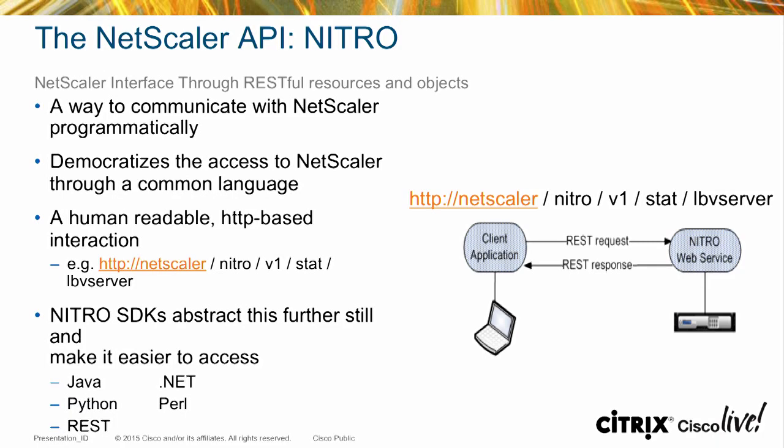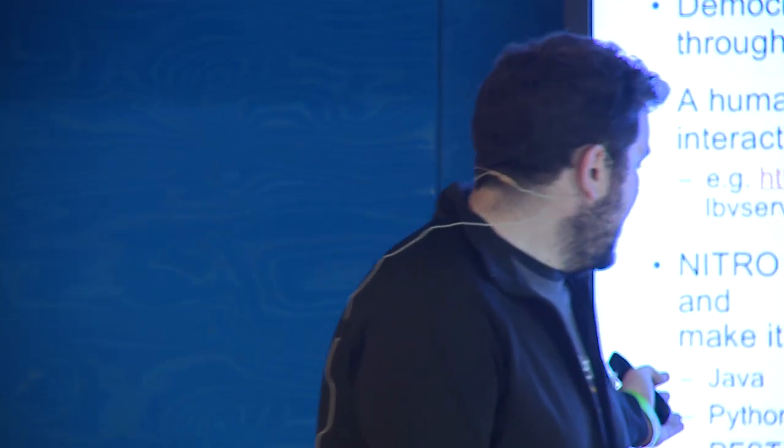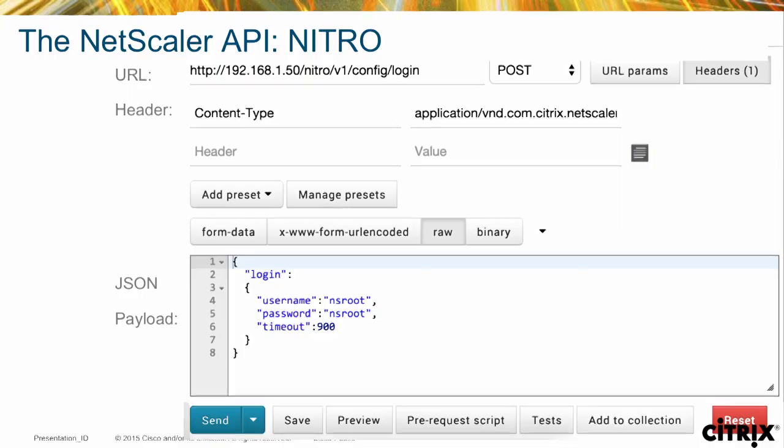With Nitro, we have an SDK to further abstract this. So that's an overview of how you do it with the REST resources. That's available, and there's documentation out there. We have Java, .NET, Python, Perl, and a couple of others, PowerShell scripts and whatnot. So there are other ways to get a little higher level, but what they do is translate to the RESTful requests that we use to communicate, just like ACI and all the other methods as well. Even the NetScaler web GUI uses Nitro on the back end to communicate back to the NetScaler, as it should.